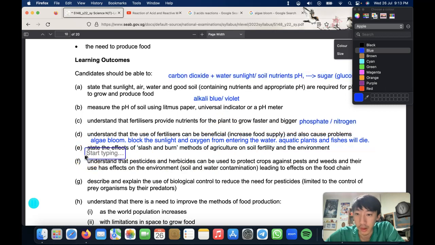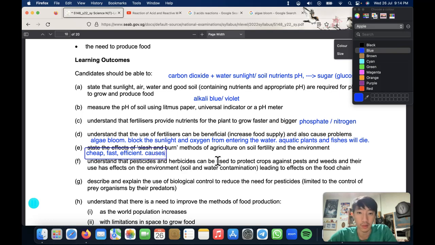Okay, next we need to talk about the slash and burn method of agriculture and its effects on soil fertility and the environment. So what is slash and burn? Very simple. You have a forest, you start a fire and burn it up, and you slash down all the trees. So you cut, and then you burn everything away. It's very fast, cheap and efficient, but there are negative effects.